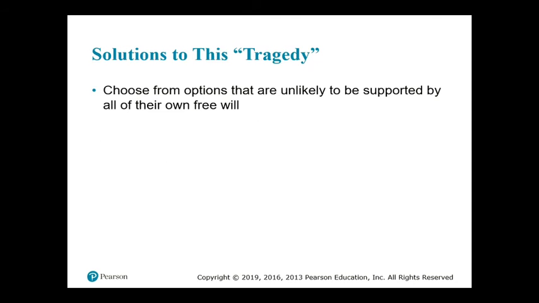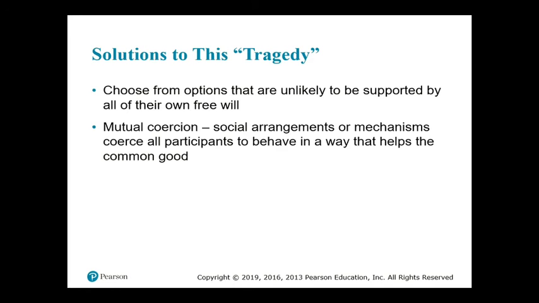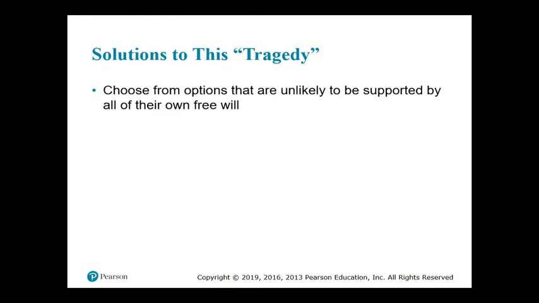So what are some solutions? One is, as the tragedy of the commons says, we need to choose from options that are unlikely to be supported by all of their own will. Right, so the overall best sustainable solution probably will harm the freedom or the benefits of some individuals. So it is important to choose from options that are actually not benefiting everybody.